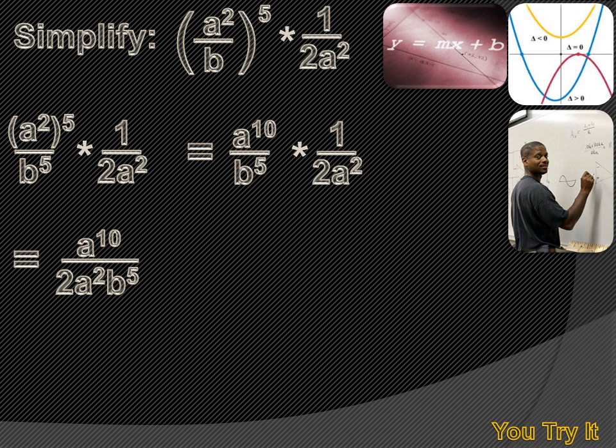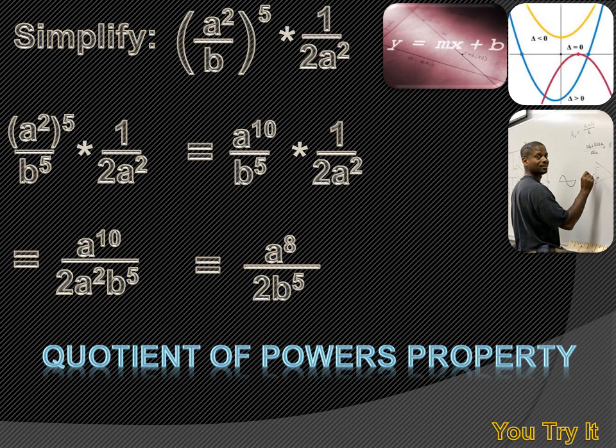Well, now let's go back to PEMDAS and see what we want to try next. P, parentheses. I've got no parentheses. Exponents. I don't have any exponents I can simplify. How about division? Ooh, I do have like terms on the bottom and the top of this expression. I've got a to the 10th over a to the 2nd. So I can simplify that, and I can use one of the properties to do it. A to the 10th divided by a to the 2nd equals a to the 10th minus 2, or a to the 8th. And that leaves 2b to the 5th on the bottom. And that is the quotient of powers property.